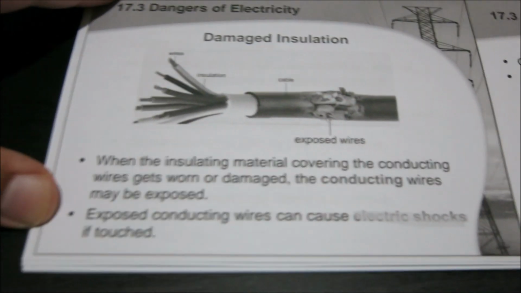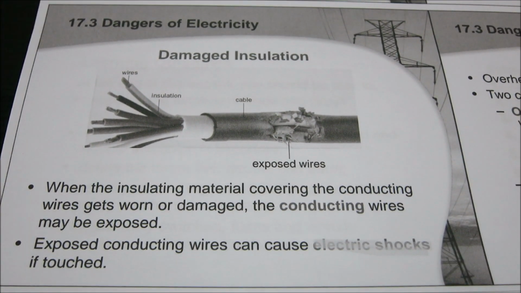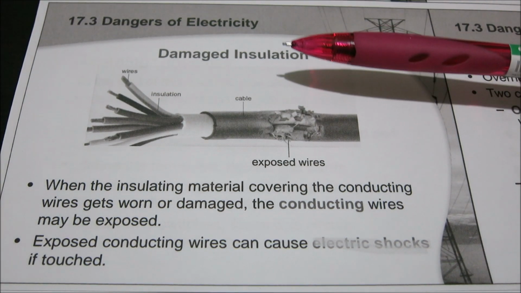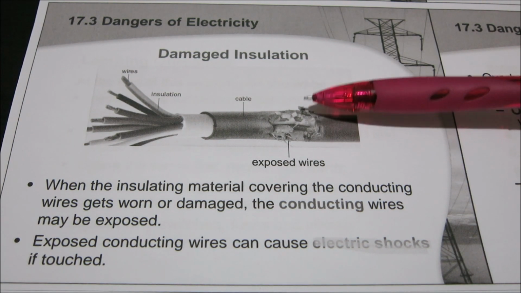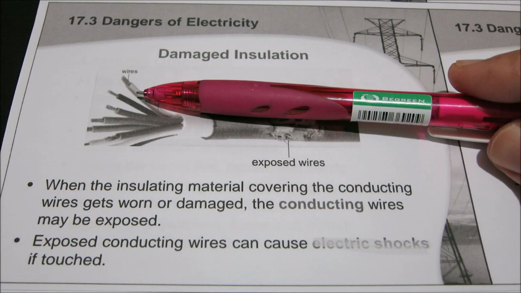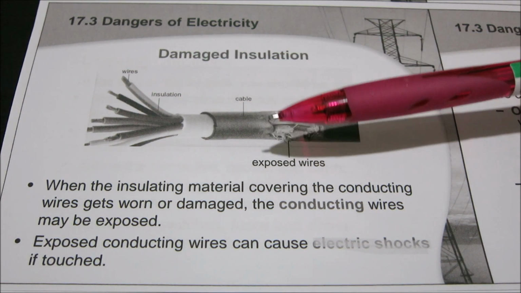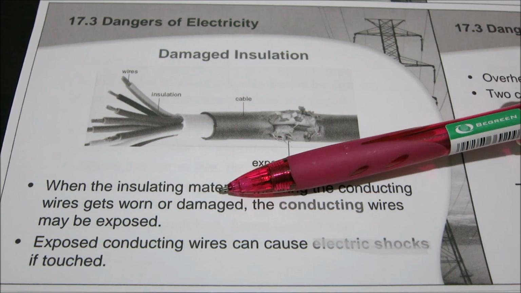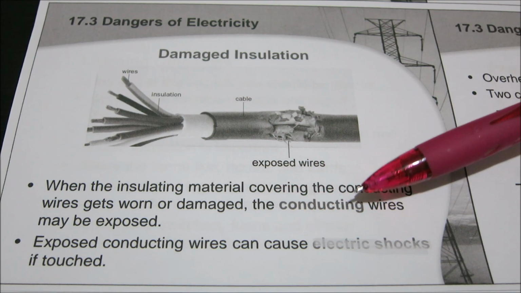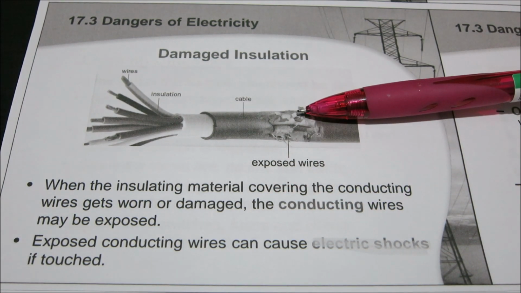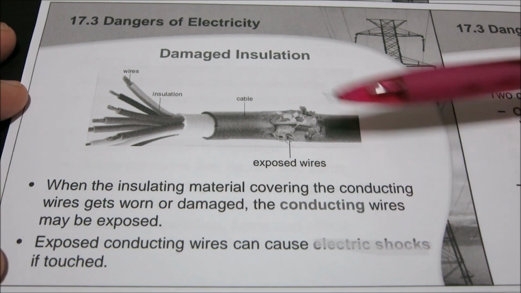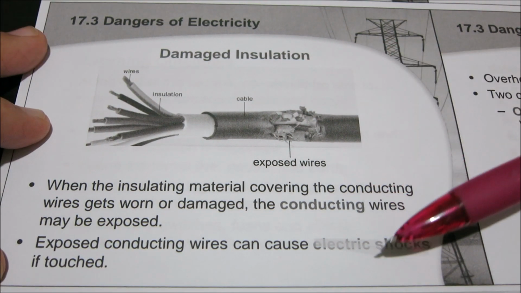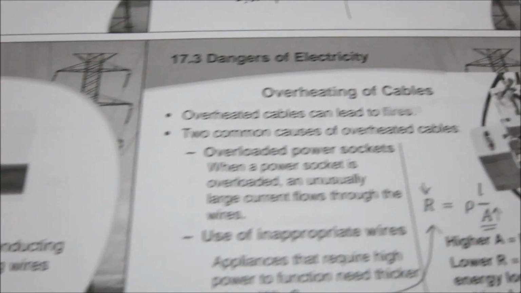So, damaged insulation. Alright, so if you have very old wires, I used to have this problem when I was using some of my old electrical equipment. The wires get frayed, then you have the copper wiring being exposed. Now, when your insulating material is worn or damaged, then if you happen to touch the copper wire, there's a chance that you get an electrical shock. So this is one of the dangers. Exposed wiring due to damaged insulation can cause you to have an electrical shock.